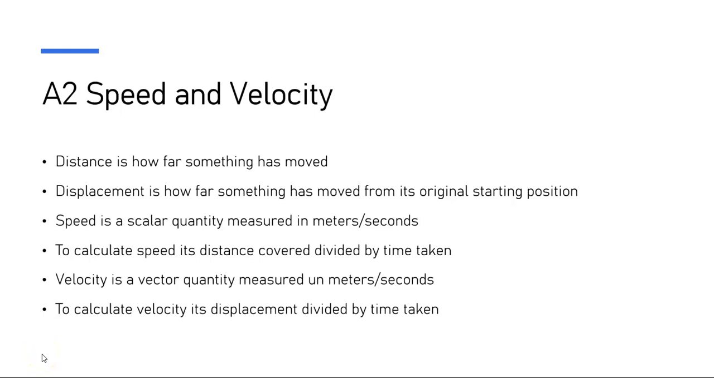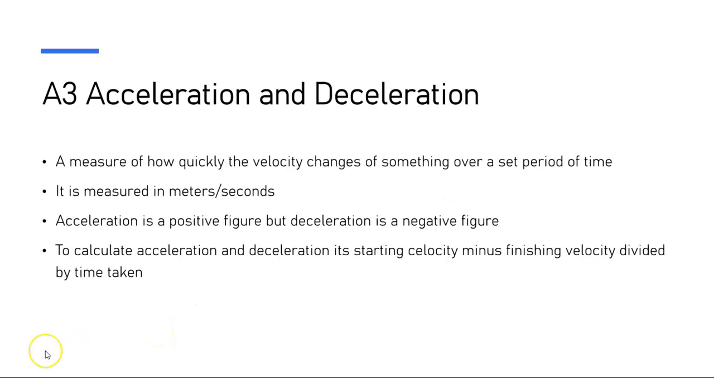A2. Speed and velocity. Distance is how far something has moved. Displacement is how far something has moved from its original starting position. Speed is a scalar quantity measured in meters per second. To calculate speed, it's distance covered divided by time taken. Velocity is a vector quantity measured in meters per second. To calculate velocity, it's displacement divided by time taken.